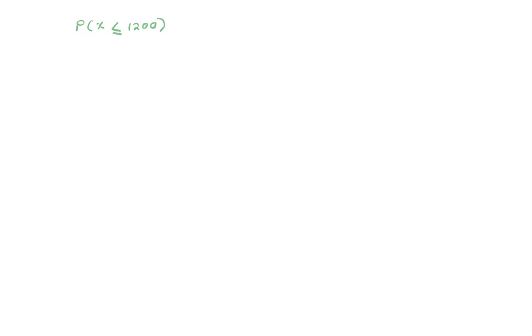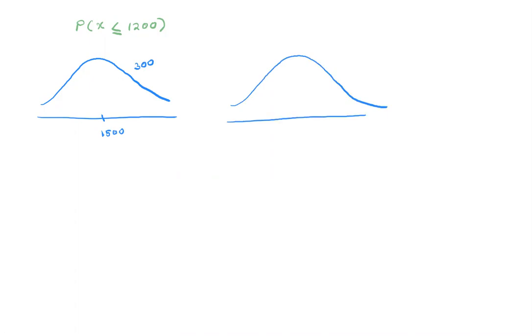So now we are going to go and do this. So this is the mean, which is 1,500, right? And this is the standard deviation, 300. We're going to go to the standard normal distribution table. This is a mean of 0 and standard deviation of 1.